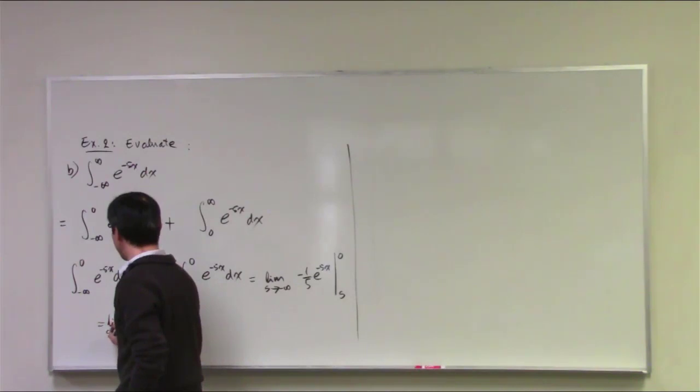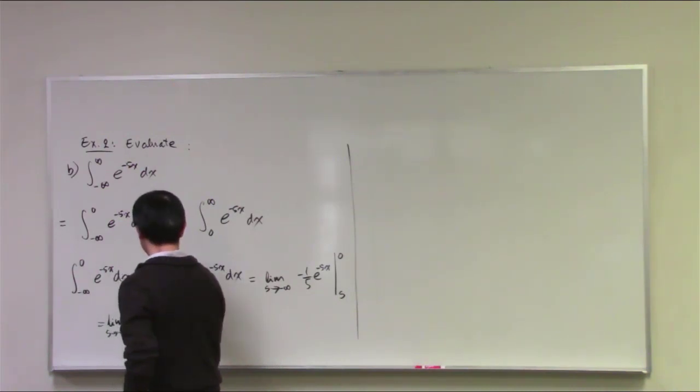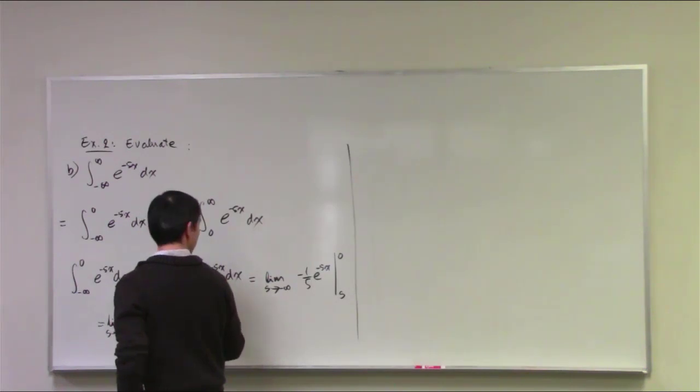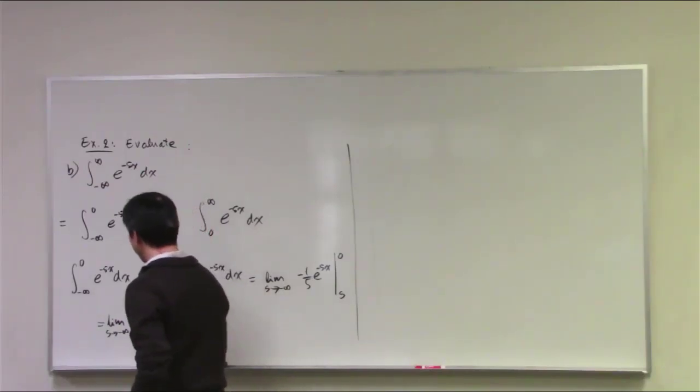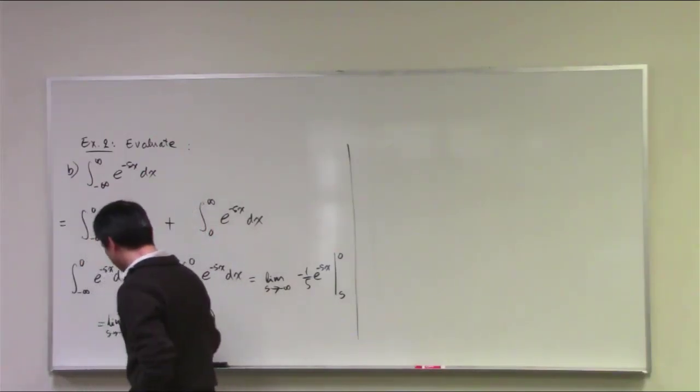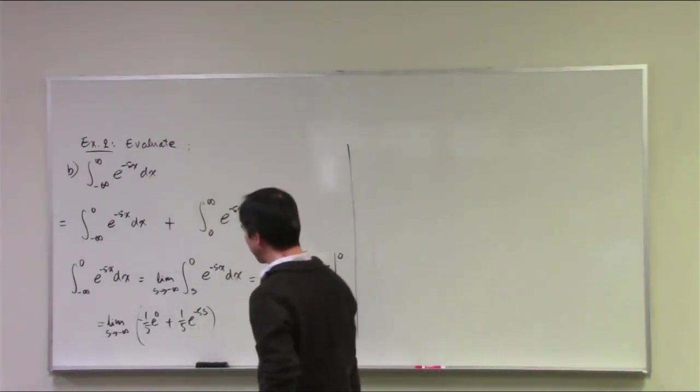From s to negative infinity, we have negative 1/5 e to the 0, and then plus 1/5 e to the minus 5s. Then think about doing that substitution with this. Now it's an expression completely in terms of s, and we're letting s go to negative infinity.